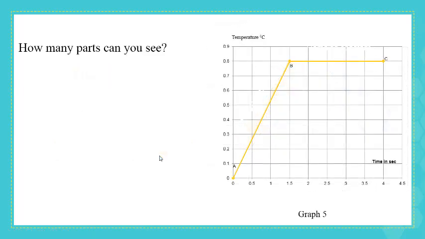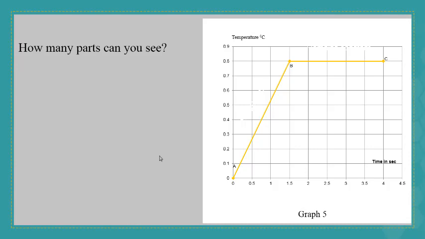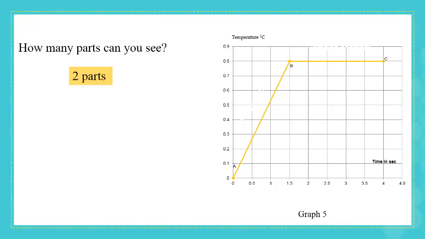Graph 5. How many parts can you see? This is the first part. This is the second part. So from point A to point B, the first part. From point B to point C, the second part. 2 parts. Indicate the variation or the variations of the temperature in graph 5.